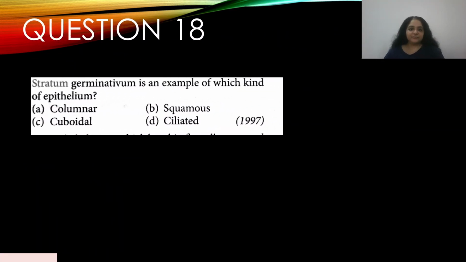Question number 18. Stratum germinativum is an example of which kind of epithelium? Okay, this appeared in 1997. A. columnar, B. squamous, C. cuboidal, D. ciliated. So stratum germinativum, such a long word, is an example of A. columnar. Okay, so the answer is A, columnar.